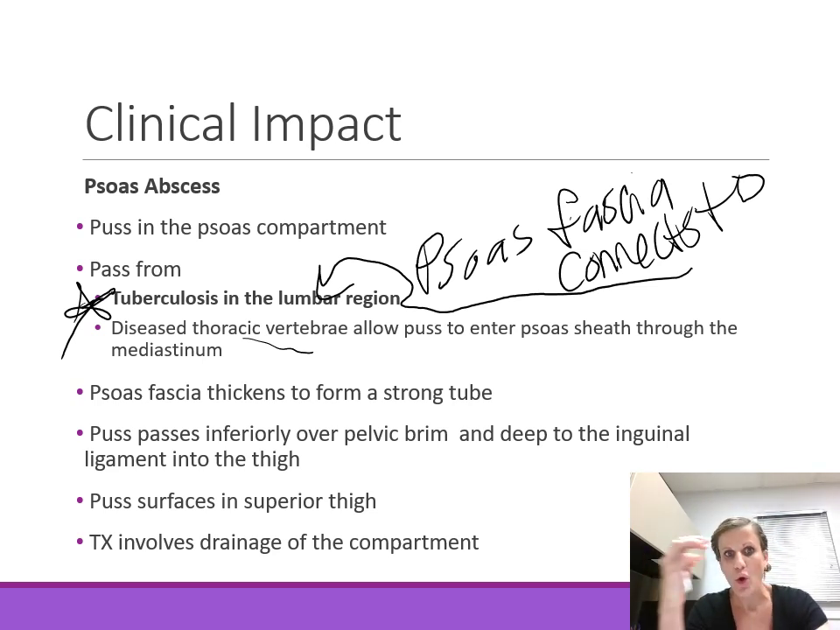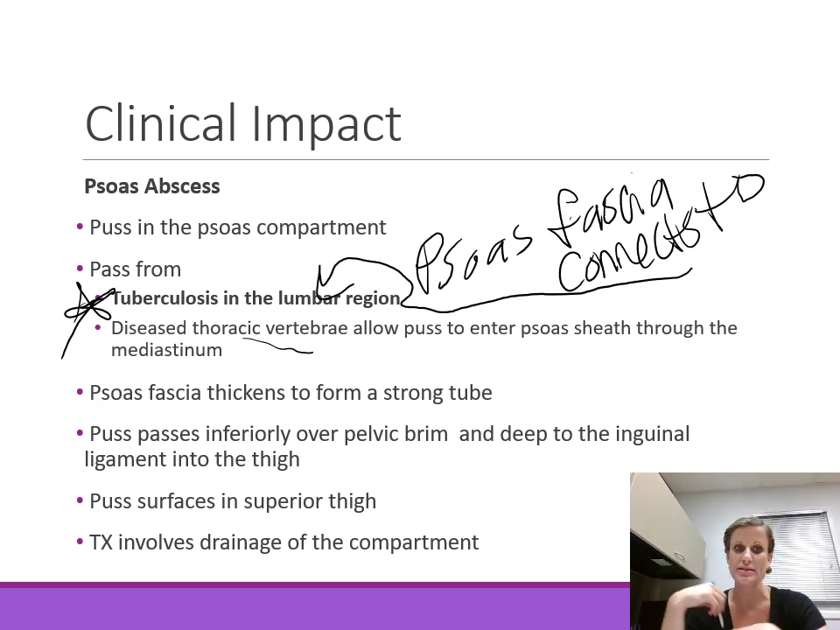When psoas abscess or infection and pus occurs in the psoas fascia, the fascia tends to thicken to form a rather immobile, strong tube around the muscle. This can be problematic if pus accumulates and starts to compress the muscle, and then that can lead to actual necrosis.